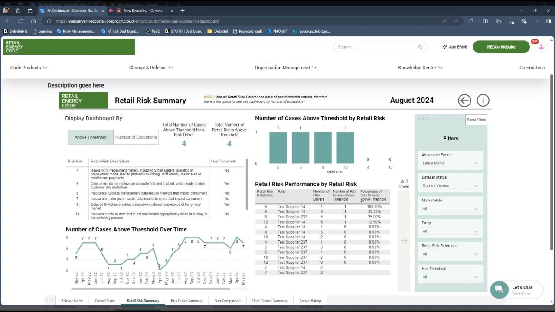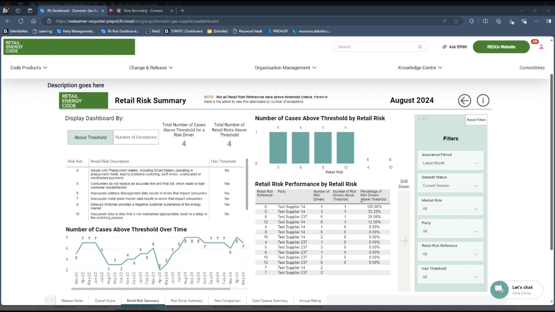If you breach the PAB threshold for a particular risk driver within a retail risk, in a particular breach for multiple months in a row, it is likely that you'll be subject to some form of performance assurance technique, PAT, or engagement from the code manager. If you are over the threshold, we recommend you drill down further into the data to identify specifically under what risk driver you exceeded the threshold and investigate why that was the case.